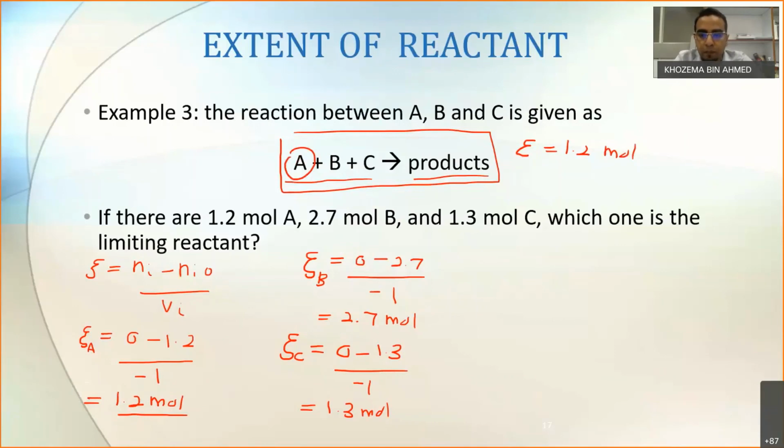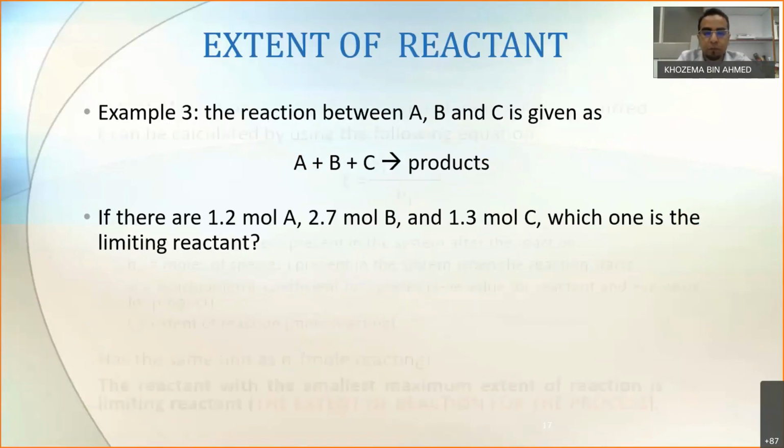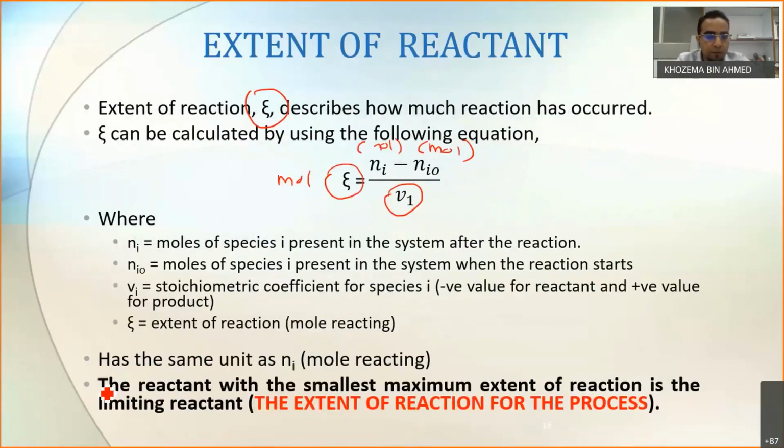And remember, this is important. One chemical equation, one chemical reaction, will only have one extent of reaction. We are only using extent of reaction this way because we want to find which one is our limiting reactant and which one is our process extent of reaction. So this is the meaning of this final sentence: the reactant with the smallest maximum extent of reaction is the limiting reactant, and that is the extent of reaction for the process.